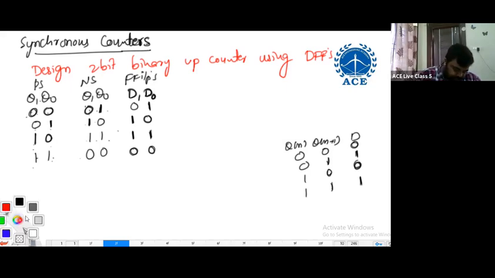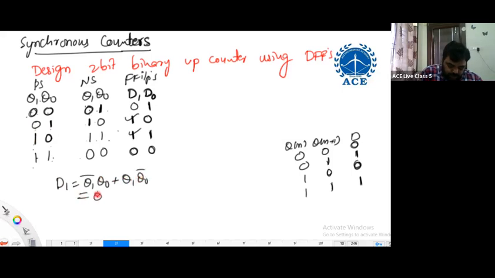What is D1 now? These two are 1. Which are those? Q1, Q0 equal to 0, 1 and 1, 0. Q1 bar Q0 plus Q1 Q0 bar, which is Q1 XOR Q0. What about D0? These two are 1, right? That is 0, 0 and 1, 0. So Q1 bar Q0 bar plus Q1 Q0 bar, which is Q0 bar. We are using the present state column of Q1, Q0 to find the expressions for D1, D0.